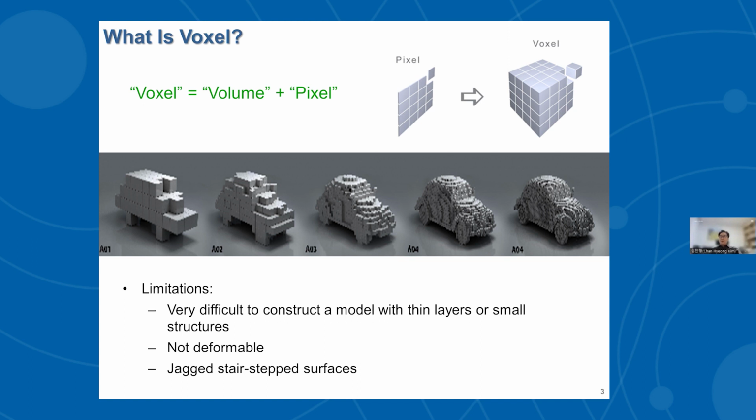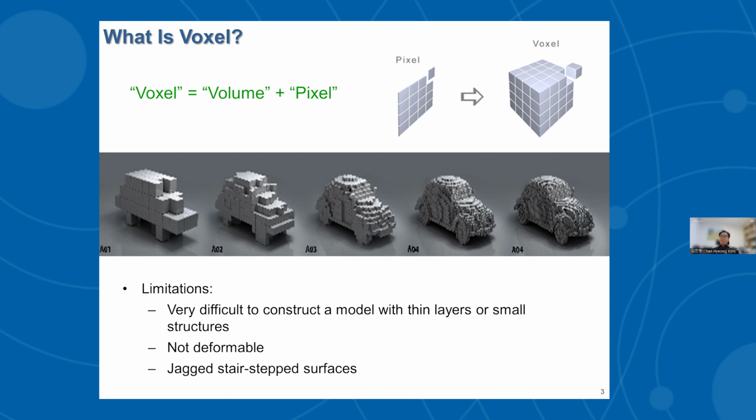We can use these voxels to construct models like these car models. If you use small voxels, then we can construct a detailed model like this. But if you use large voxels, then we can construct only a very rough model like this. Even though the voxel geometry has been the geometry of choice for computational human phantoms for more than 30 years by now, the voxel geometry has a limitation.